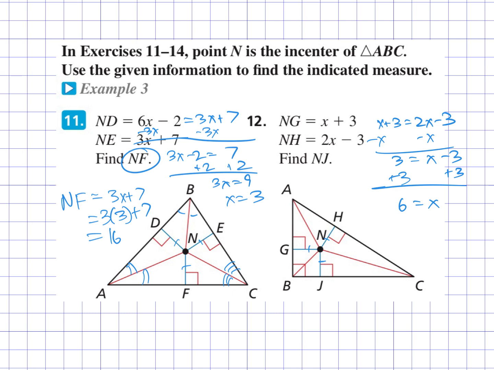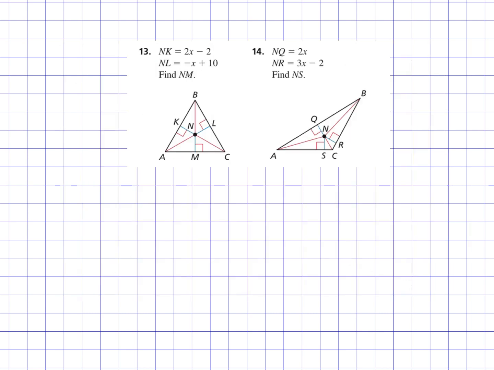So plug it back into one of them. So x plus 3 is the same as NJ. So 6 plus 3 is NJ. So 9 is the answer for number 12.